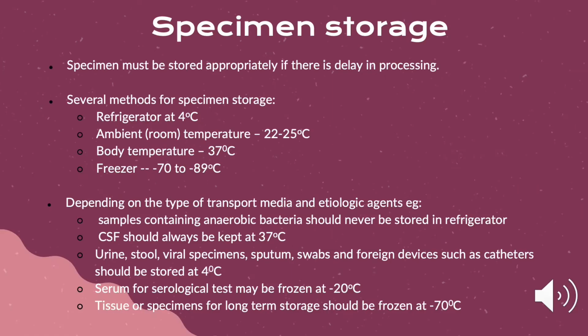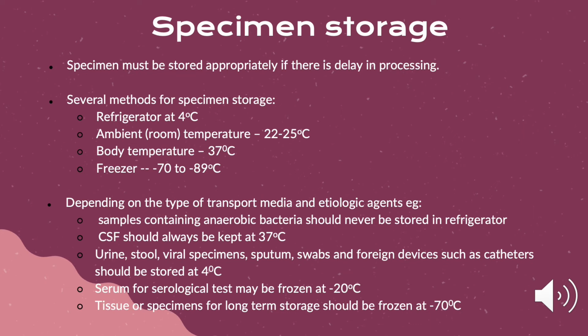The last topic is specimen storage. Specimens must be stored appropriately if there is a delay in processing. There are several methods for specimen storage. Refrigerator at 4 degrees Celsius. Ambient room temperature, 22 to 25 degrees Celsius. Body temperature, 37 degrees Celsius. Freezer, -70 to -89 degrees Celsius. The storage depends on the type of transport media and etiologic agents.